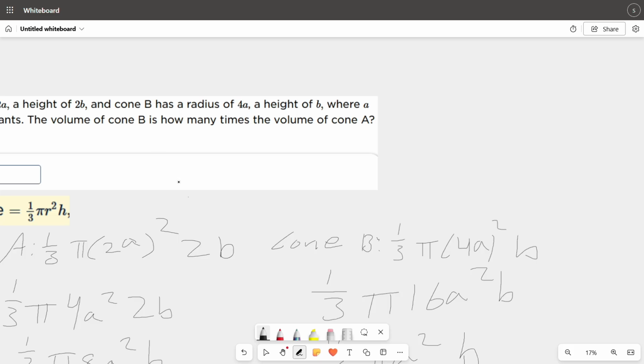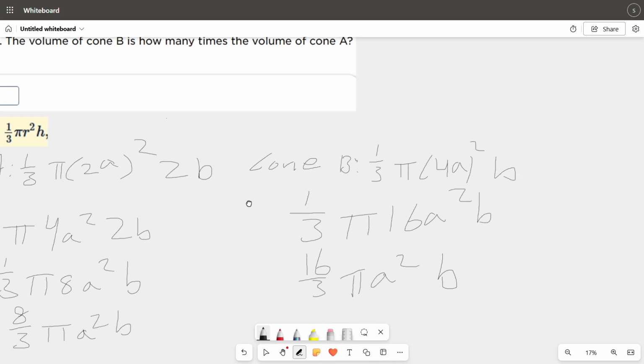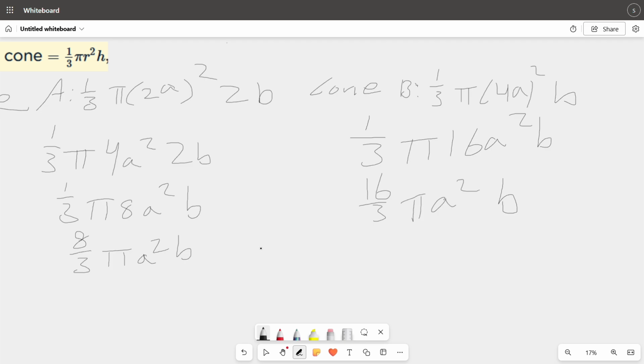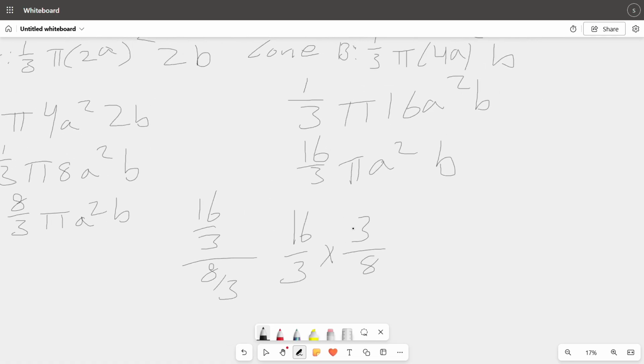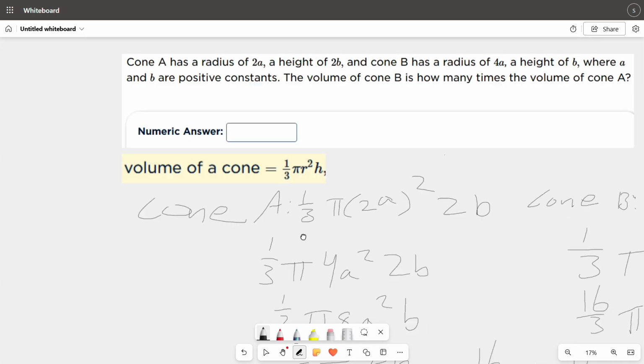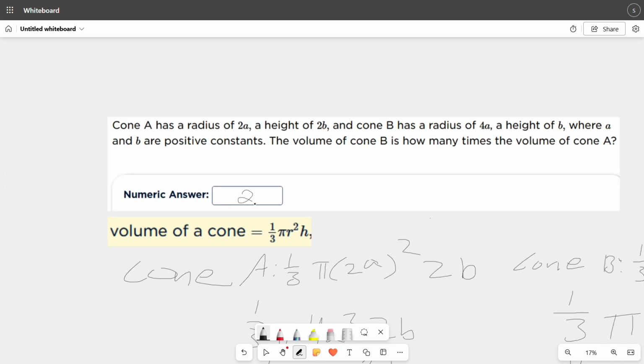So we're looking for the volume of cone B relative to cone A. We can find that by doing 16/3 divided by 8/3, and that'd be 16/3 times 3/8. So what's 16 times 3? That would be 48, and 3 times 8 would be 24. So this would equal 2. So the numeric answer would equal 2.